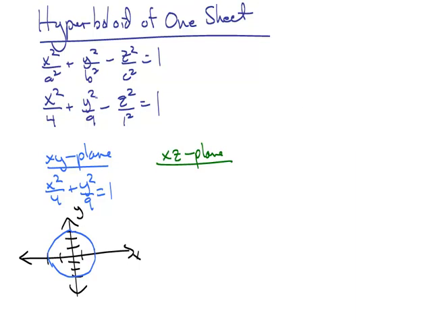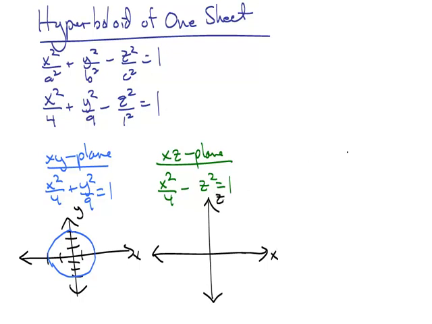Let's see. So y is equal to 0 here. I've got x squared over 4 minus z squared is equal to 1. This is a hyperbola. Again, you may not remember exactly how to sketch a hyperbola here on the xz plane. We're going to intercept the x-axis at plus or minus 2.